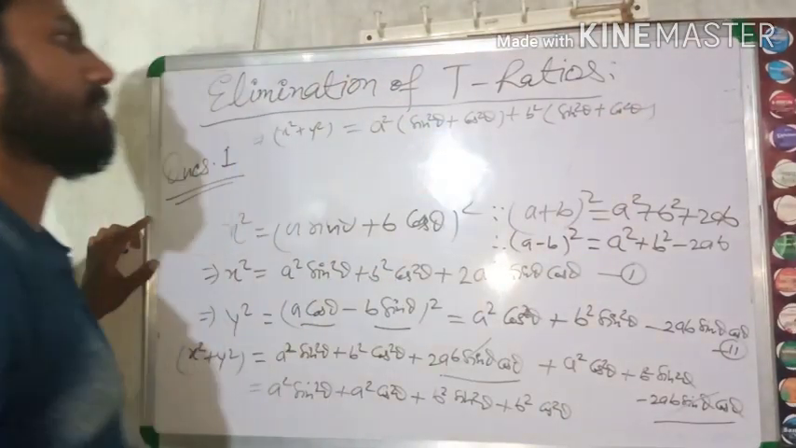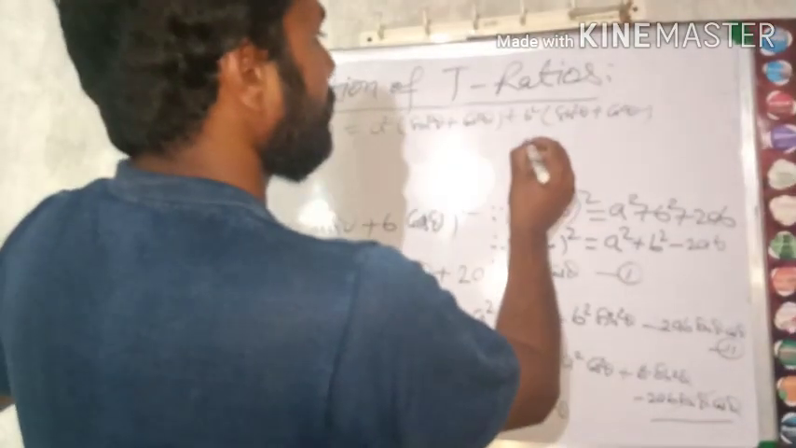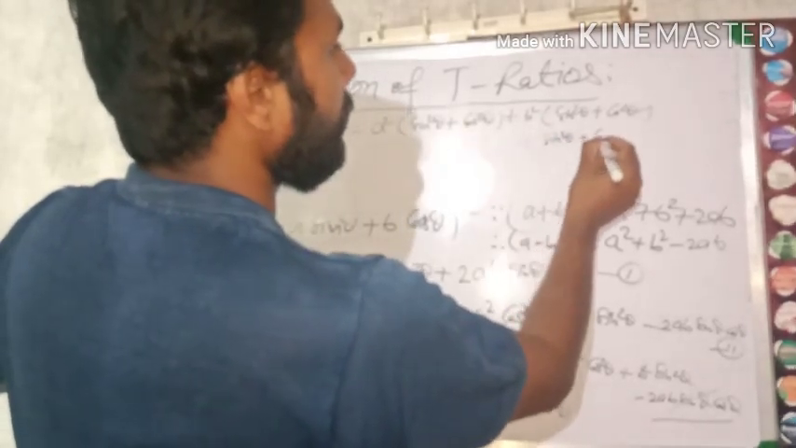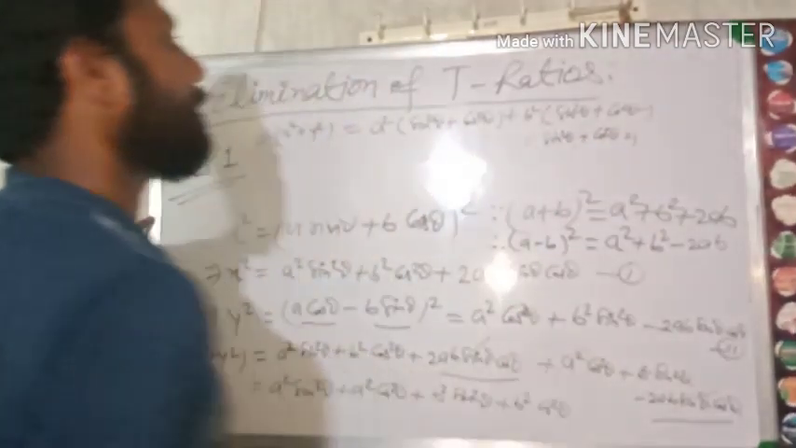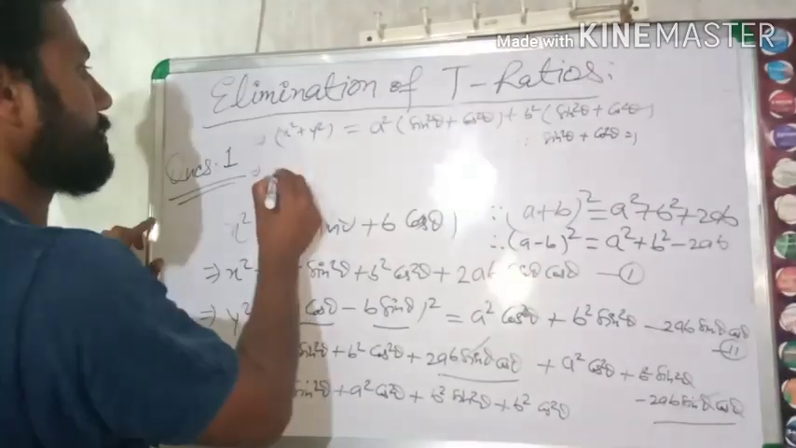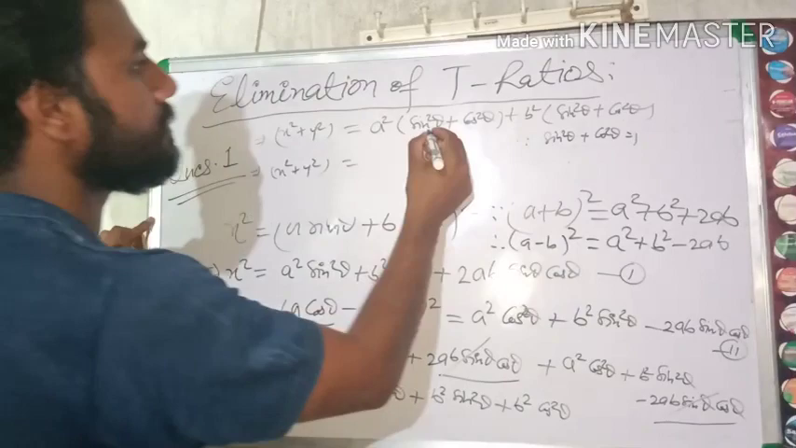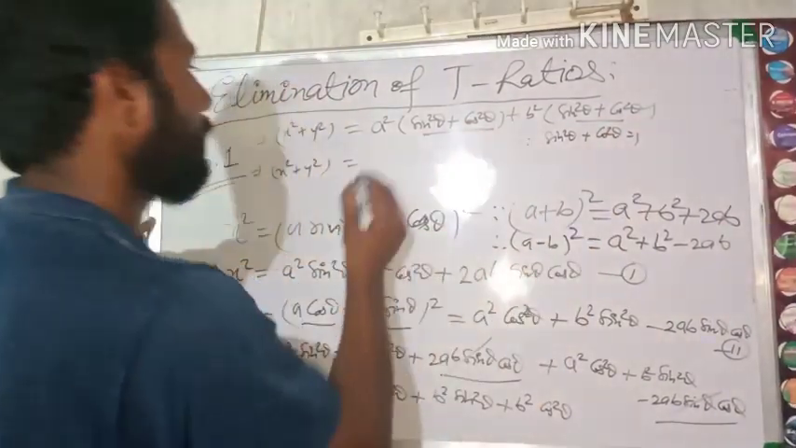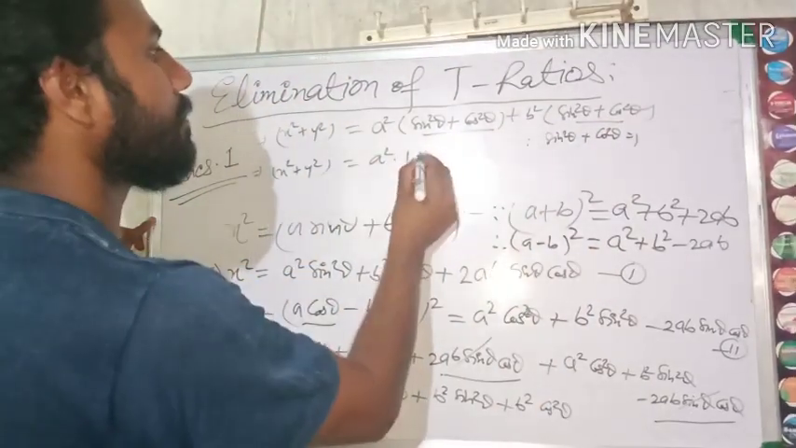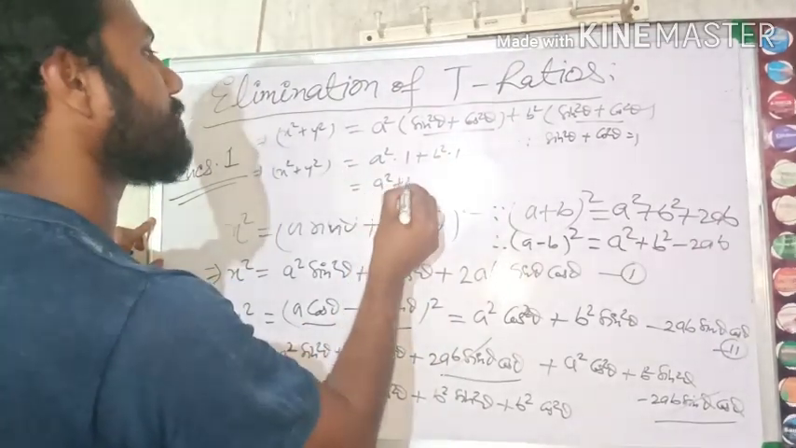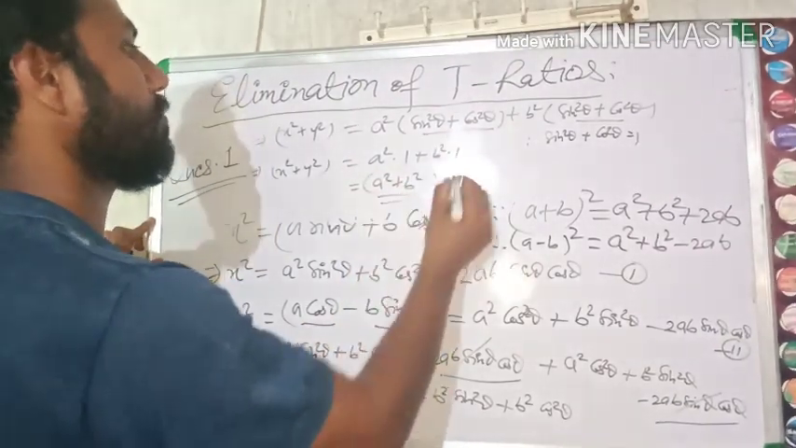We know that the trigonometric identity is sin square theta plus cos square theta is equal to 1. This implies x square plus y square is equal to a square into 1 plus b square into 1, which is equal to a square plus b square. Proof.